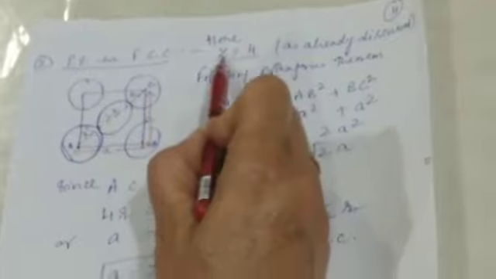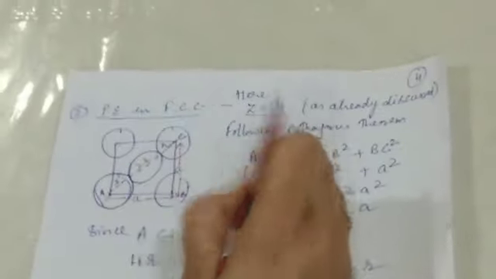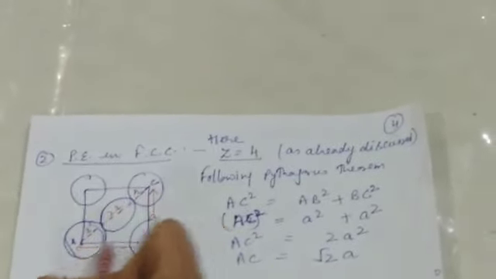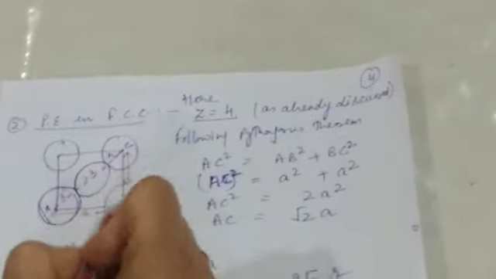FCC, face-centered cubic cells. Now in a face-centered cubic cell, Z is equal to 4. That is the number of atoms per unit cell. We have calculated this in the last class. Z is equal to 4.